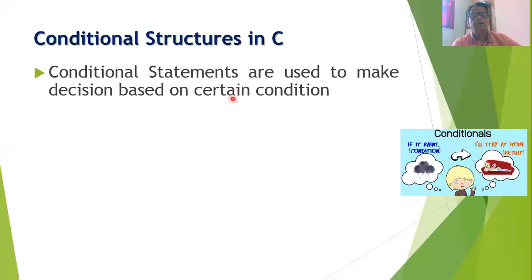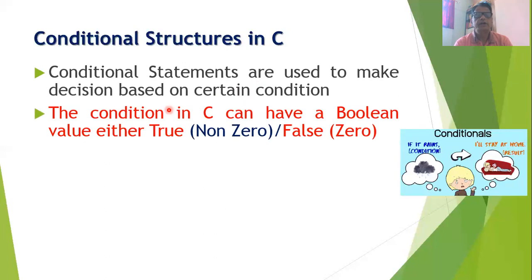The conditional structure is sometimes also called the conditional statement. Conditional statements are used to make decisions, and they make the decision based upon a certain condition. Now in C programming language, the condition is called a Boolean condition or a Boolean expression. And this Boolean expression can have only two values, either a true value or a false value. Any non-zero value in C is treated as true, and a zero value is treated as false.